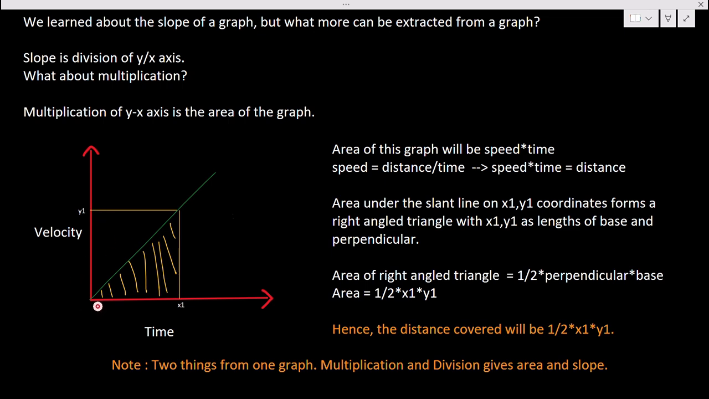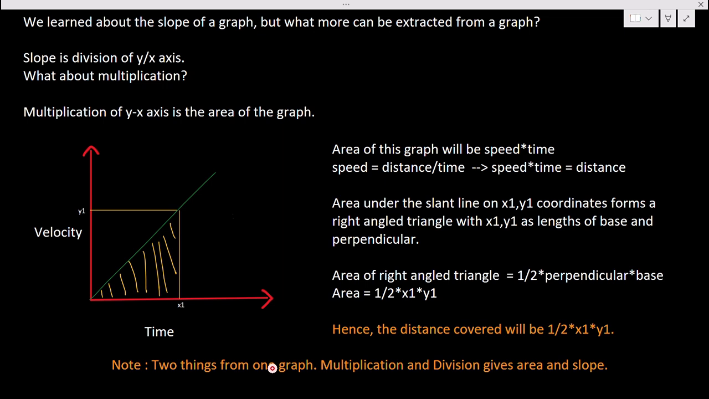So for multiplication, to get the distance, we have to take the area of this triangle. This is a straight line, and this distance is y1 and this distance is x1, and it's a right angle triangle. So the area can be calculated the way we calculate a right angle triangle's area: half into base into perpendicular, half into x1 into y1. That will give us distance.